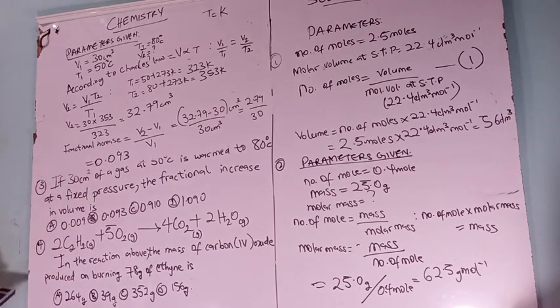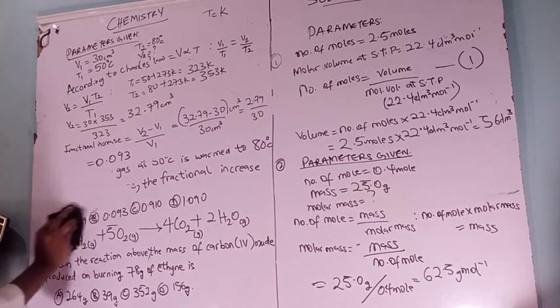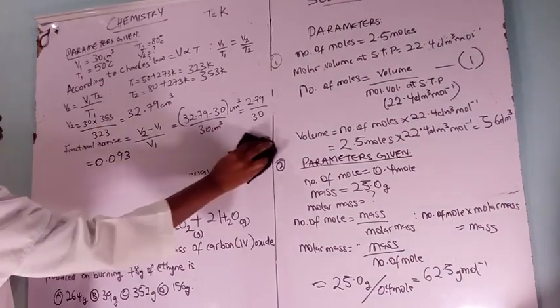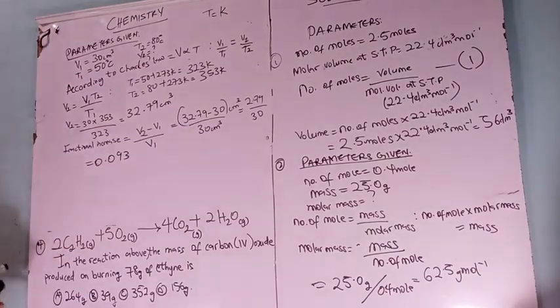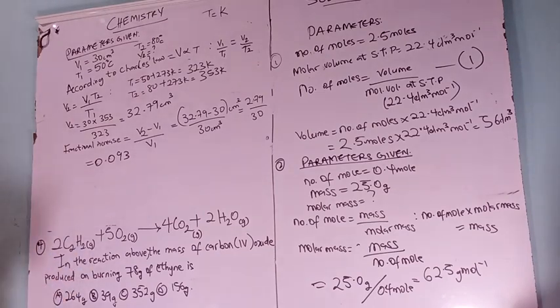The next one, the final question. In the reaction above, the mass of carbon dioxide produced on burning 78 grams of ethane is.